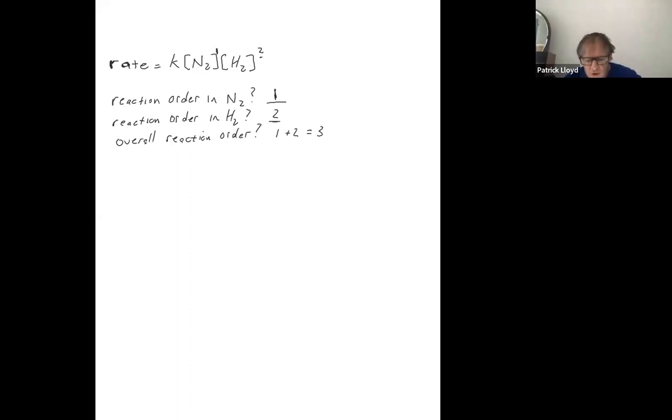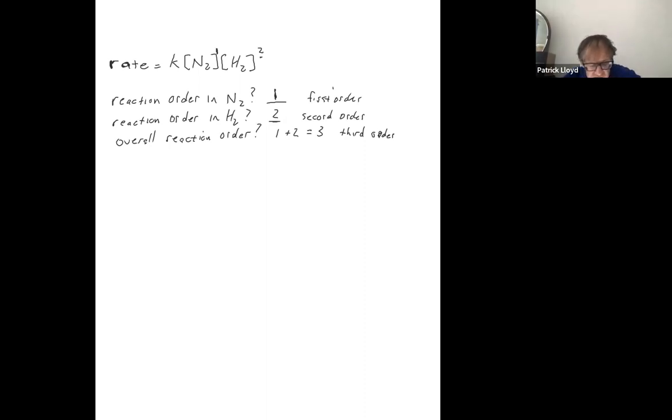So overall, we would actually, in words, we would say this is third order. We would say this is second order. And then we would say this is first order. Okay, so for the overall, you just add the exponents together. If there were 3 reactants, then you would just add those 3 exponents together.